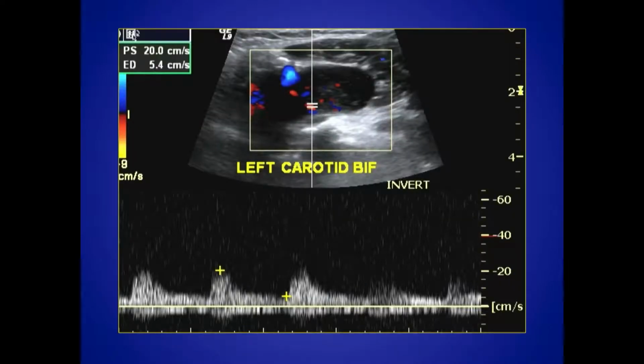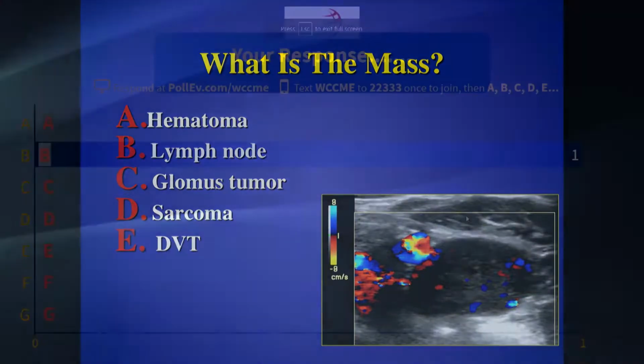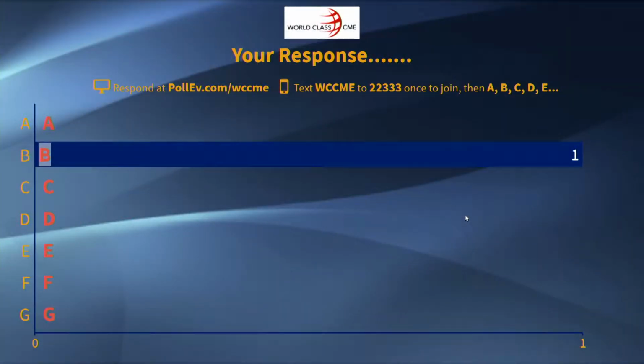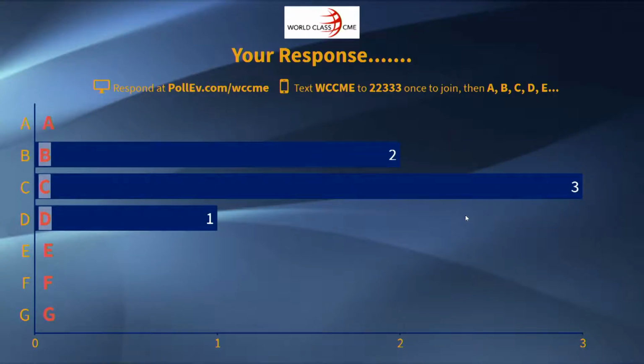And if we turn the color onto it, we can see that there is internal vascularity. And the velocity is about 20 centimeters per second. There's no angle correction on it because these are just tiny vessels. There's nothing really to follow. So looking at the mass, what do you think is the most likely diagnosis here? Is it going to be hematoma, a lymph node, a glomus tumor, a sarcoma, or a DVT? Okay. So again, A was hematoma, B was lymph node, C was glomus, D sarcoma, E DVT.